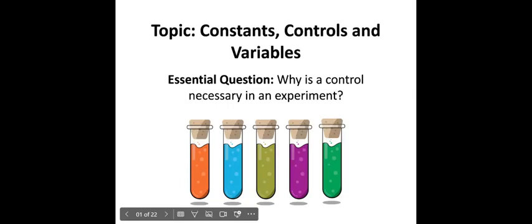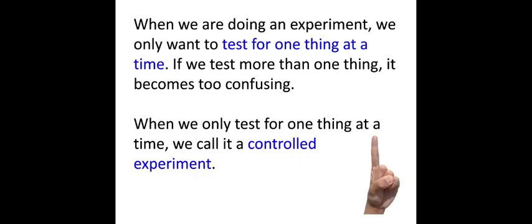Hello everybody, we are going to be talking about something really important when you're doing a scientific experiment. Some vocabulary: constants, controls, and variables. So why are controls necessary in an experiment? We're going to be talking about that as we go along.